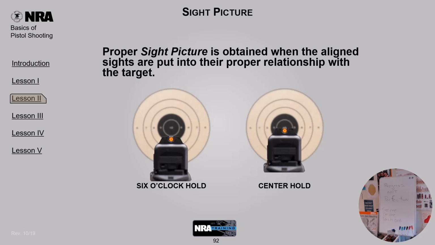I like 6 o'clock hold because I like to see what I'm actually shooting at. Whereas with center hold, you're covering the thing, and there are plenty of shooters who like that way. Now, you only get a choice in your sight picture if you happen to have sights on your target that are adjustable, but that is not part of the basic curriculum.